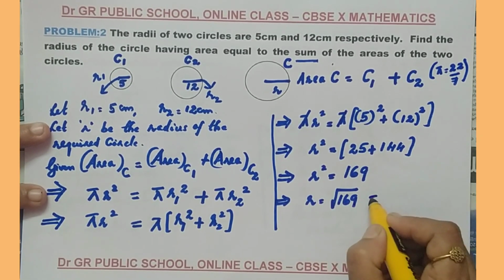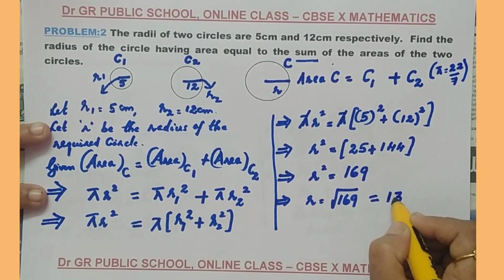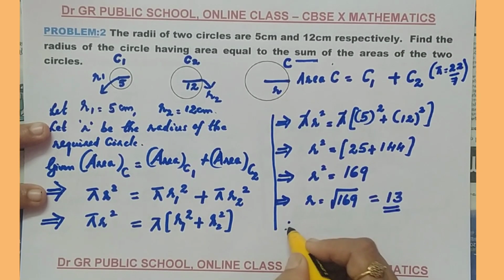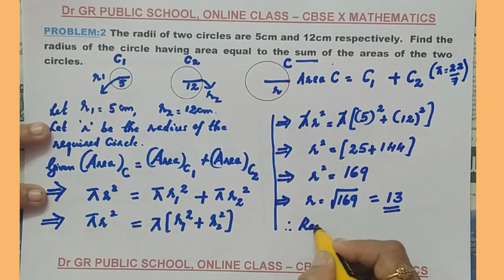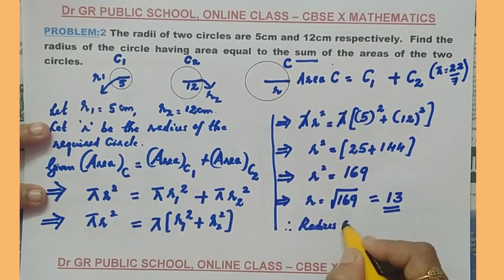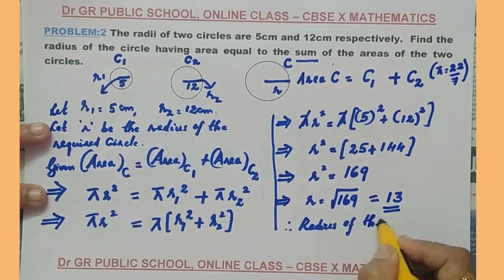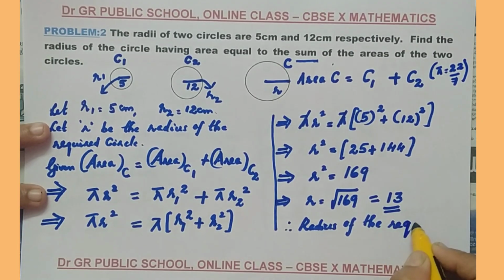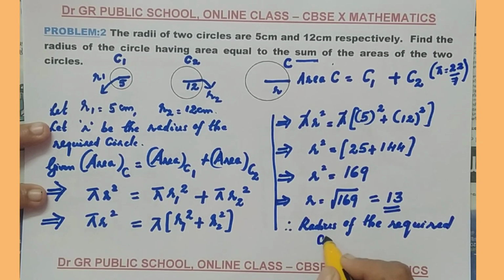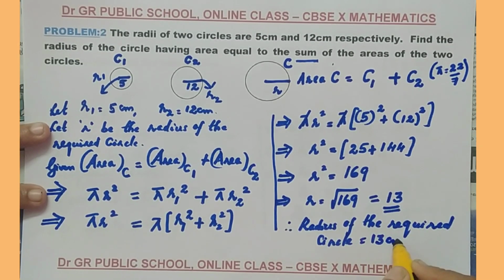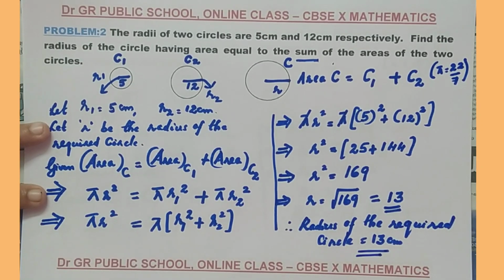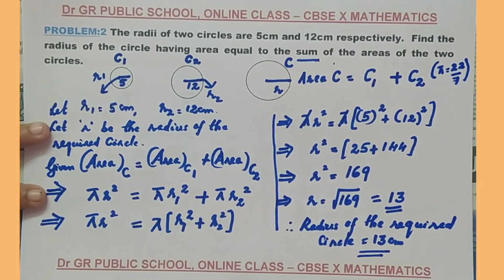Now, we need to take only the positive value, since radius never becomes negative, so you get 13. Therefore, the radius of the required circle equals 13 centimeter. The radius of the required circle equals 13 centimeter. Very easy question, just like the circumference question you need to do.